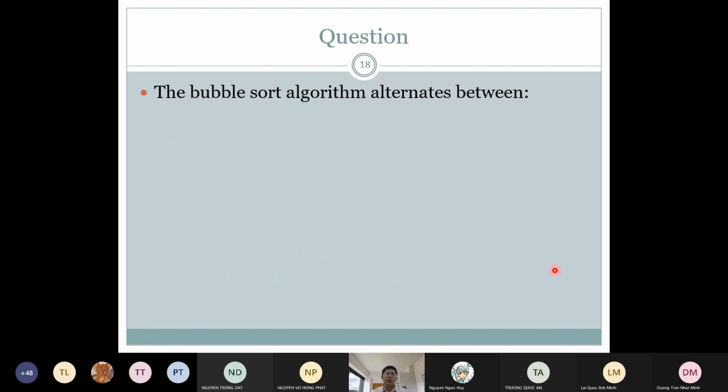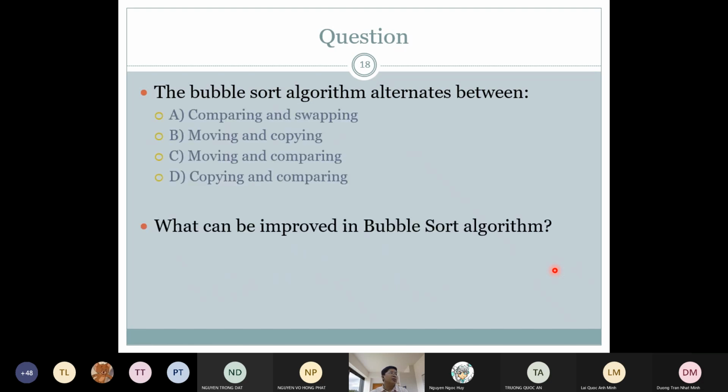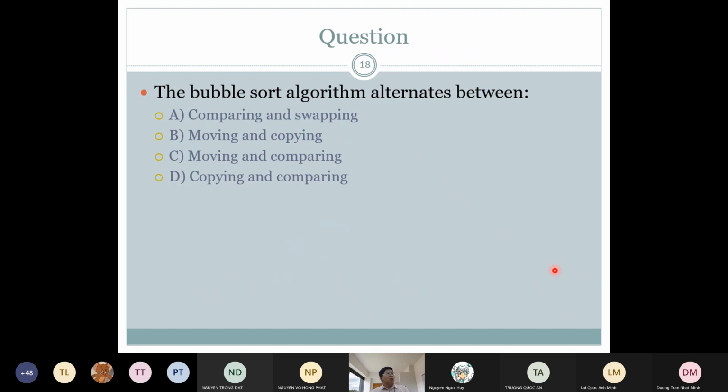We have this question just to sum up. The bubble sort algorithm alternates between what? What is the answer? So yes, that is A.